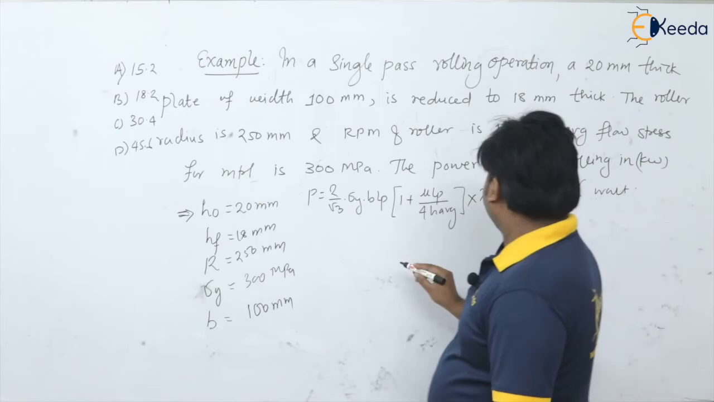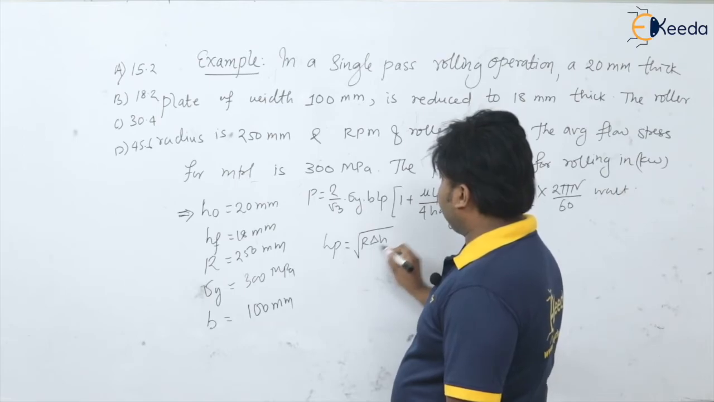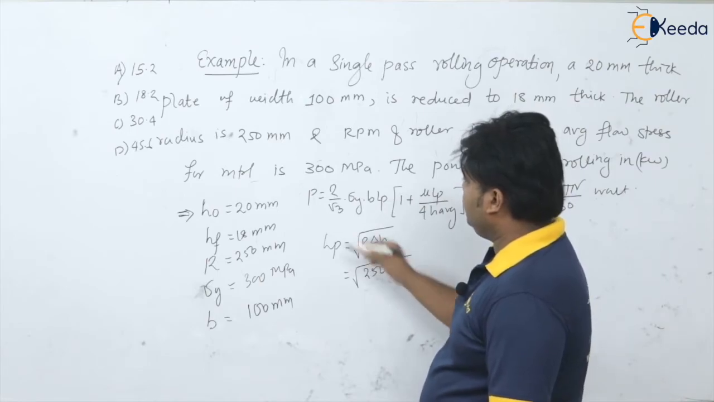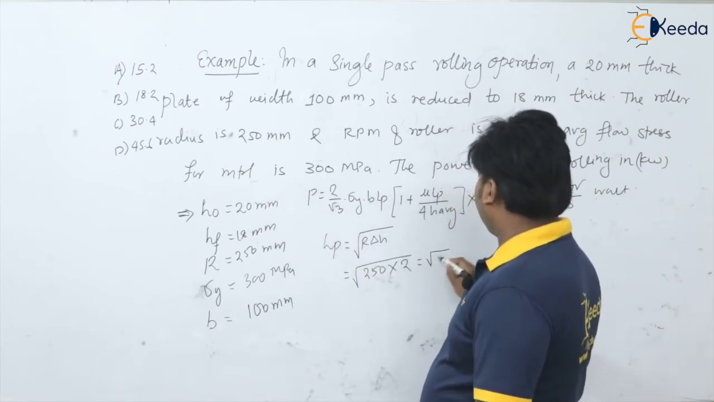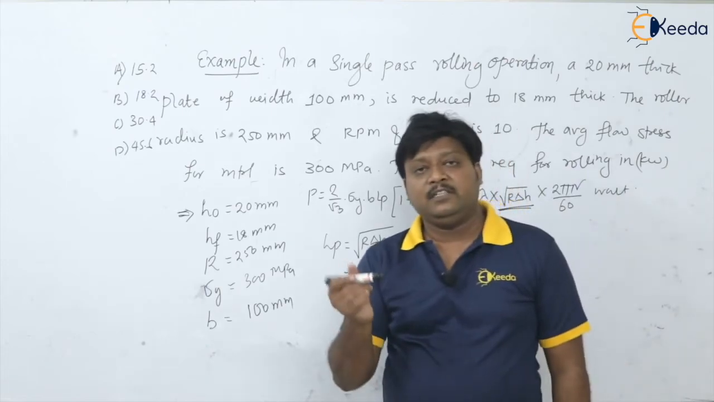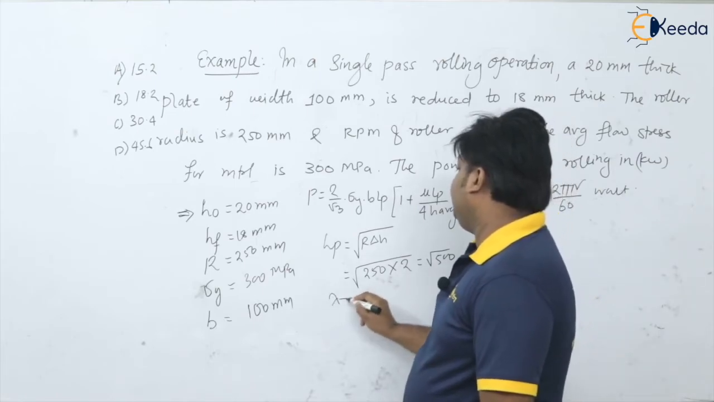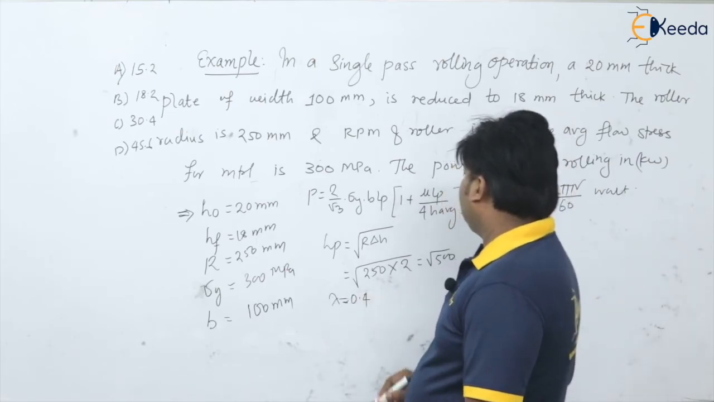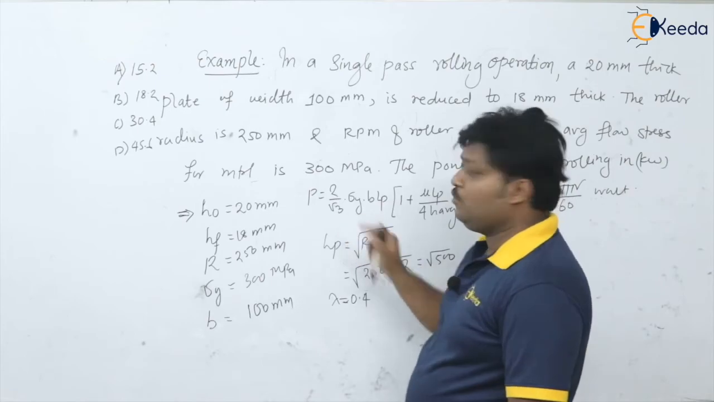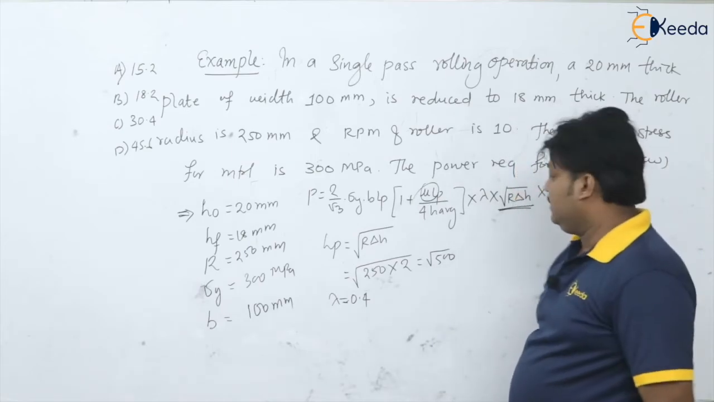So first of all, calculate this LP value as under root of R delta H. What is R? 250, into delta H, 20 minus 18, 2, so under root of 500. Okay, so here lambda value, unless and otherwise stated, we will consider that this rolling is hot rolling. So lambda will be 0.4. Okay, so to use this entire formula for roll separating force, let us calculate the value of mu. Okay, mu is not given, so calculate here.